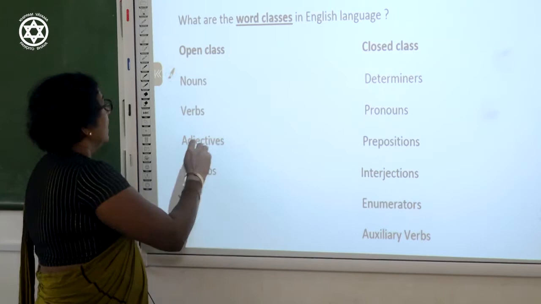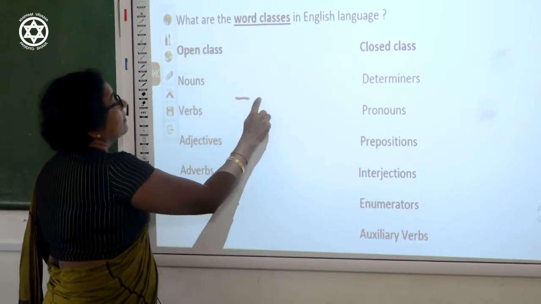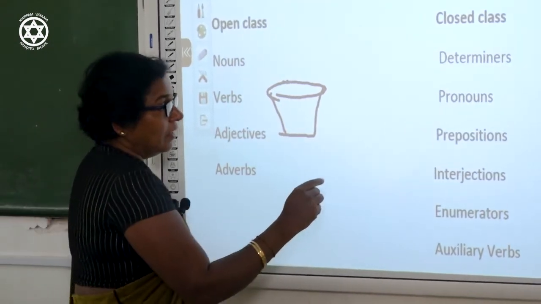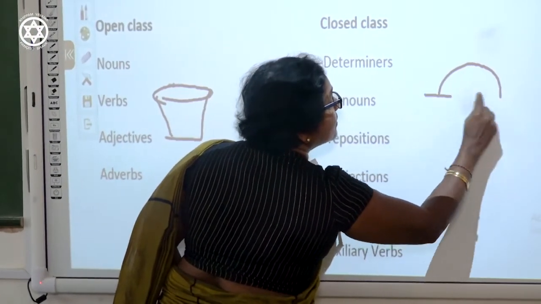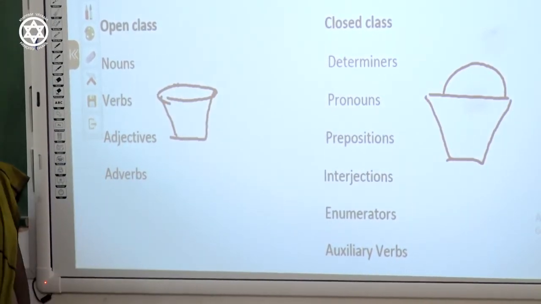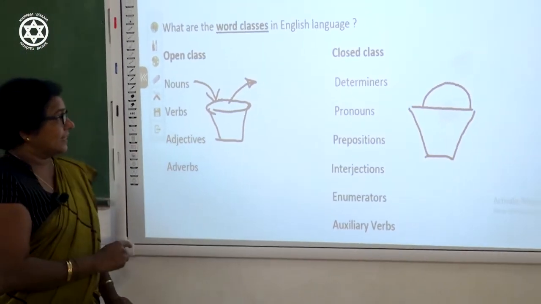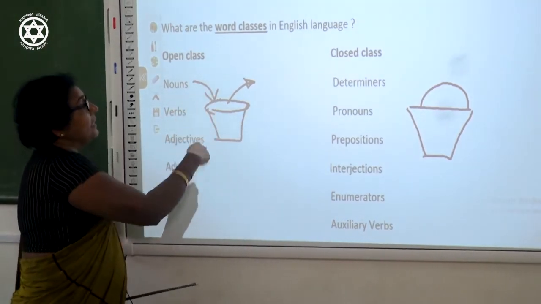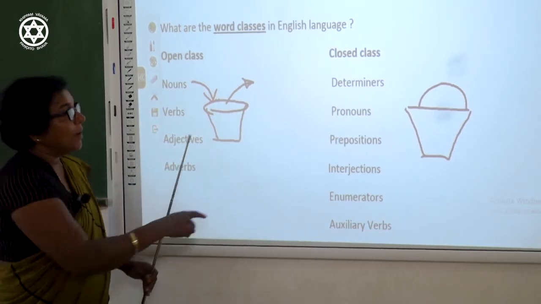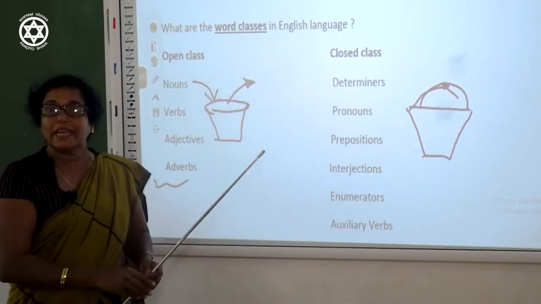Open class means, now let's see, when we look at a container like this, it is open. Now let's see, this container is closed. So, what happens when the container is open? You can put things in and take things out. So, in the open class category, we can put in anything and take out things from this container. But when we look at the closed container, you cannot put anything in or take anything out.